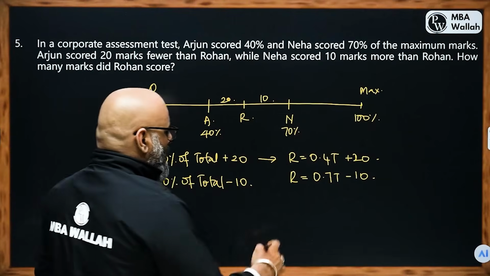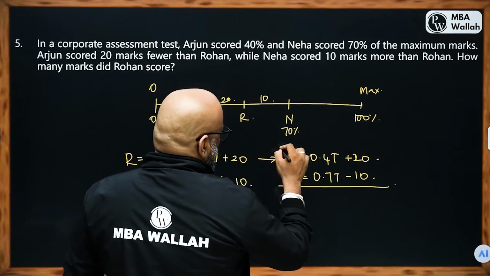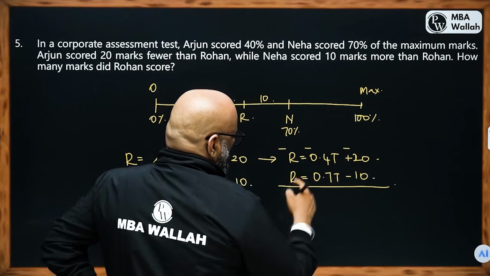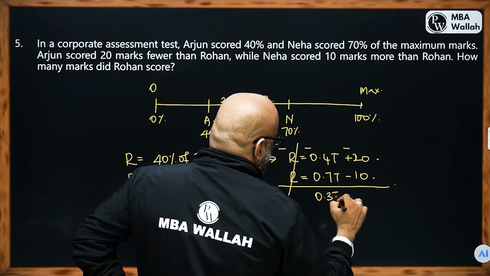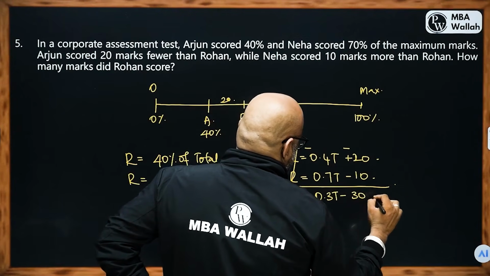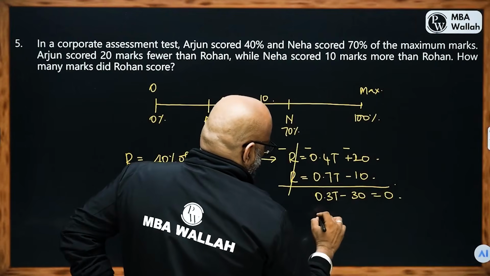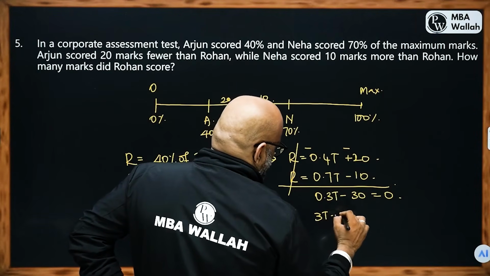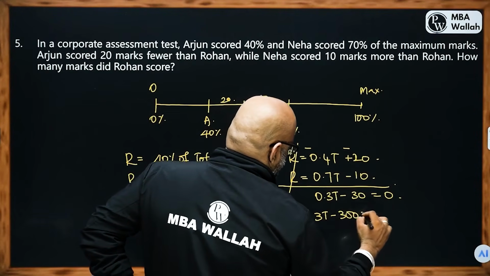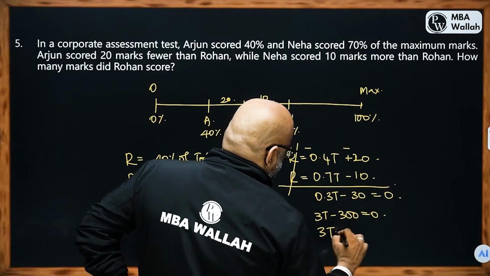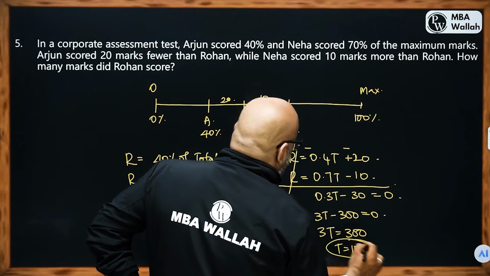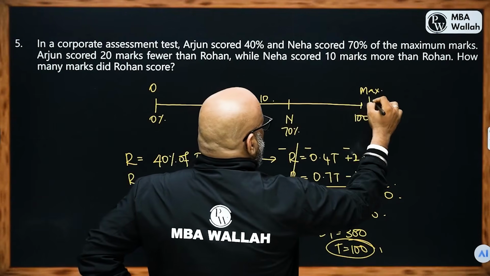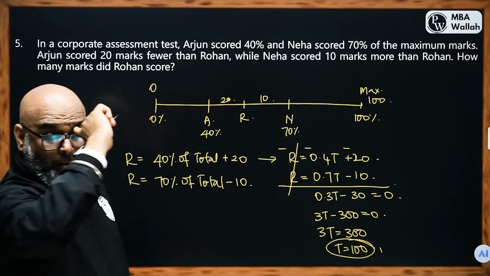That's all. So let's solve for this. Minus, minus, minus. R gets cancelled. You will have 0.3 T minus 30 equals to 0. Or 3T minus 300 equals to 0. 3T is equal to 300. T is equal to 100. So the total marks in the exam is 100.